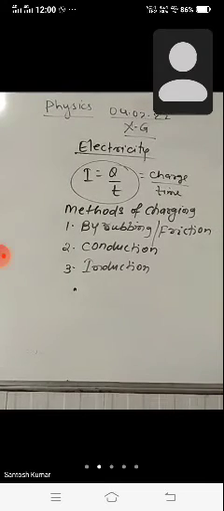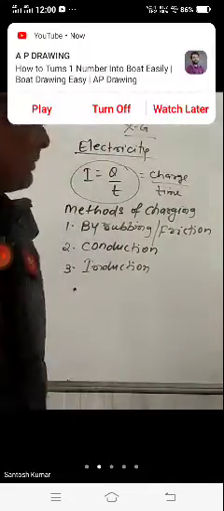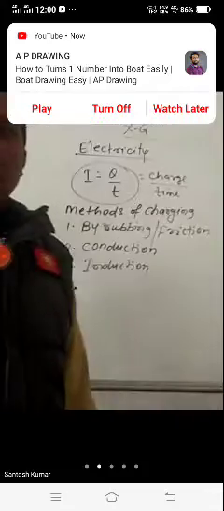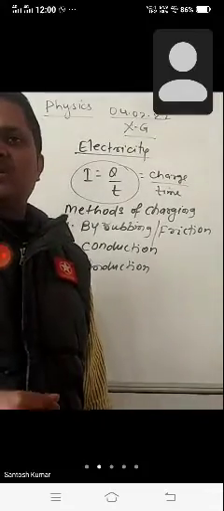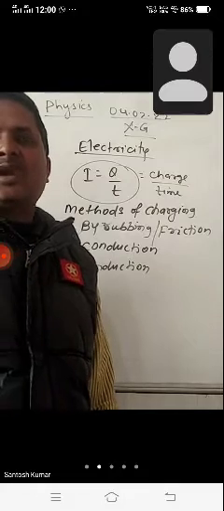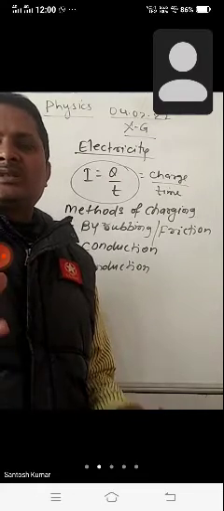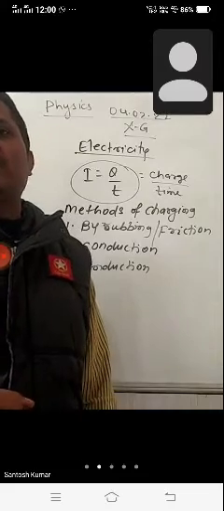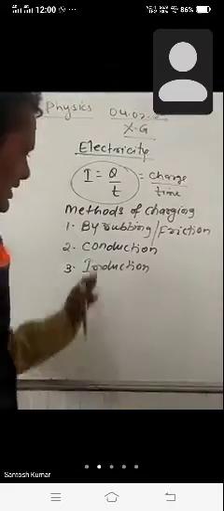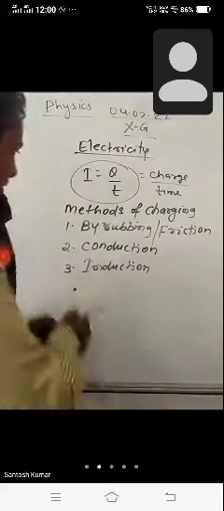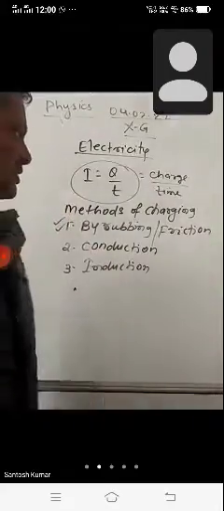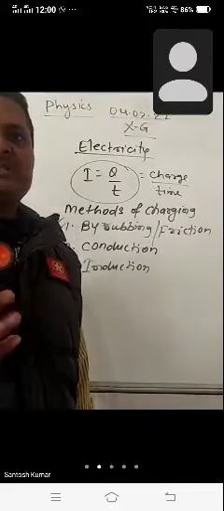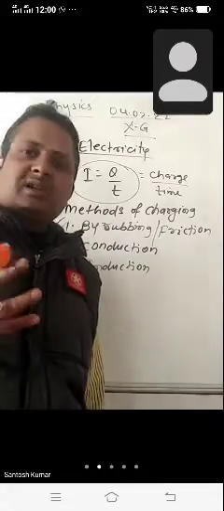So these are the methods through which we can charge a body. And you have also seen which body can be charged. You can't charge a metallic body, but in some cases insulating materials like plastic and rubber can be charged. Regarding the first method, just try to hear. This is not in our syllabus, but we should have a basic concept of it.